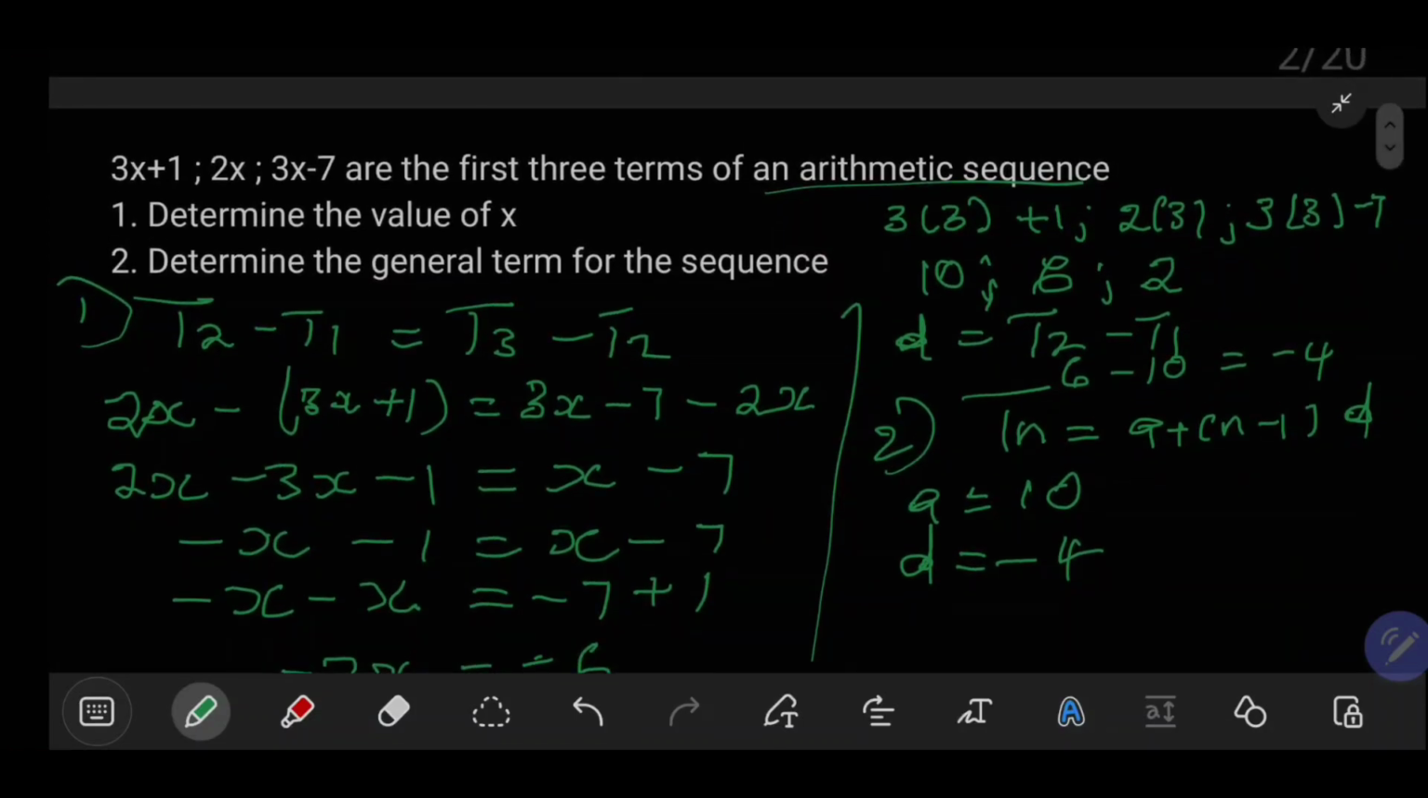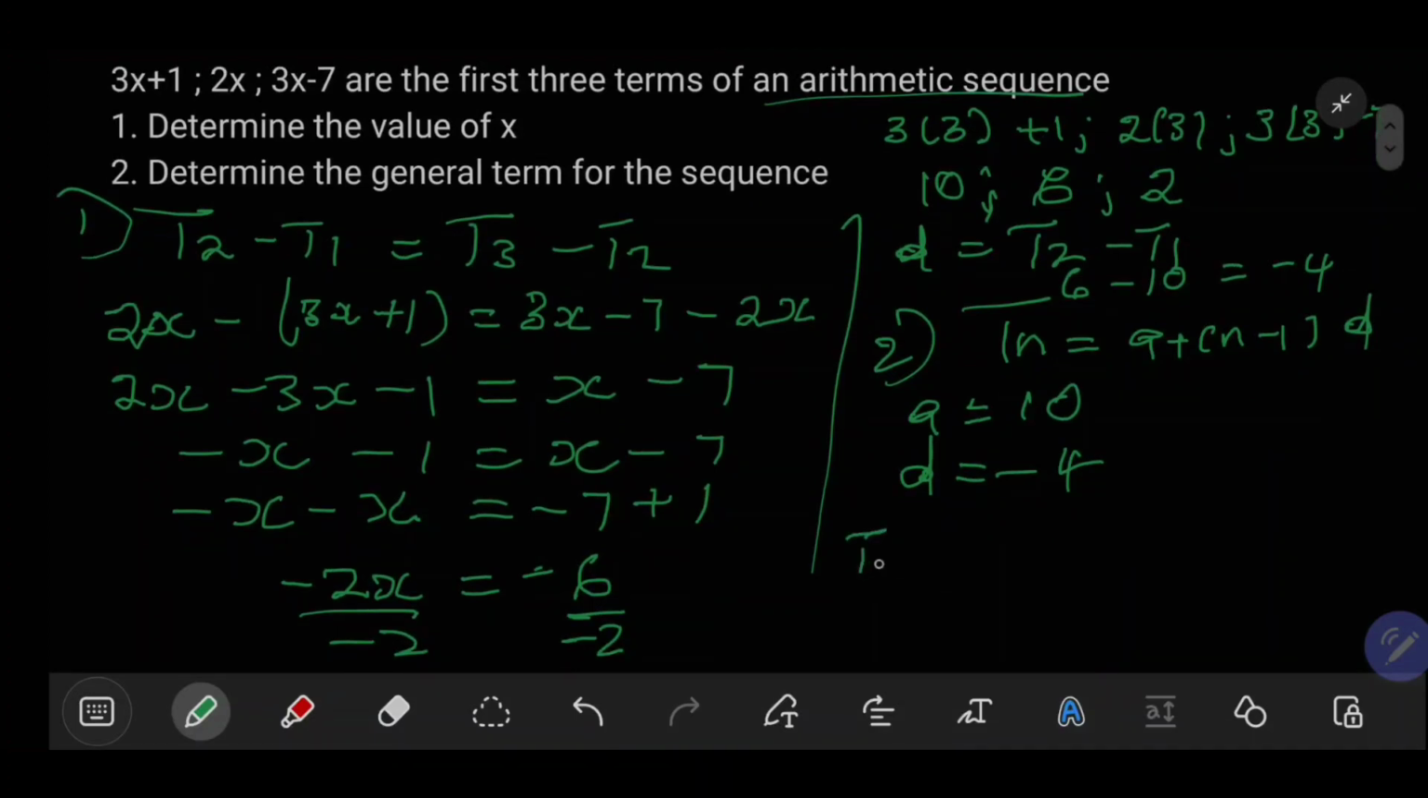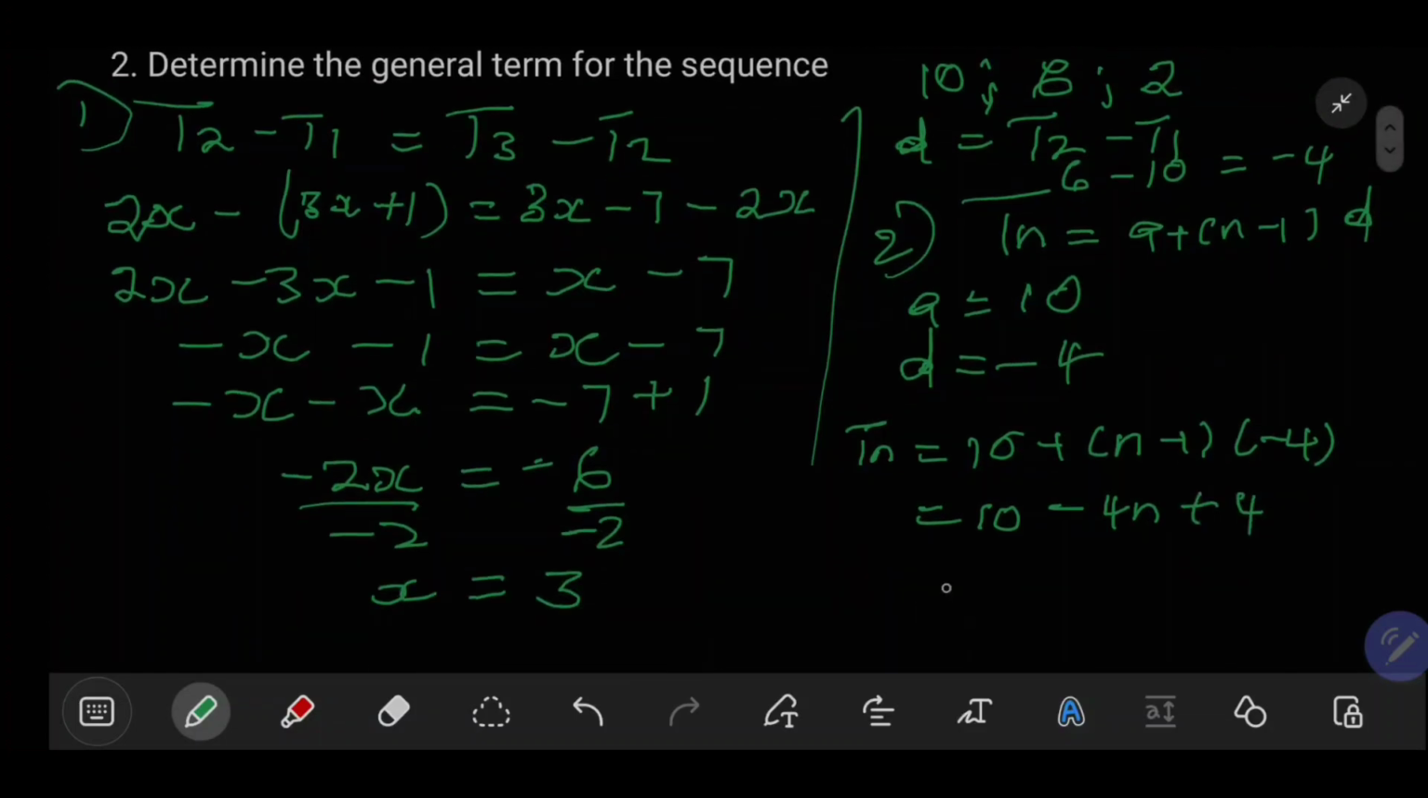So we can now find the general rule for this sequence. So Tn is equal to our a value, which is 10, plus (n minus 1) multiplied by our difference, which is negative 4. Okay, so now we're having 10 plus, this is negative 4, and negative by negative is positive 4. So now we're having negative 4n plus 14. Okay, so this is our general rule.